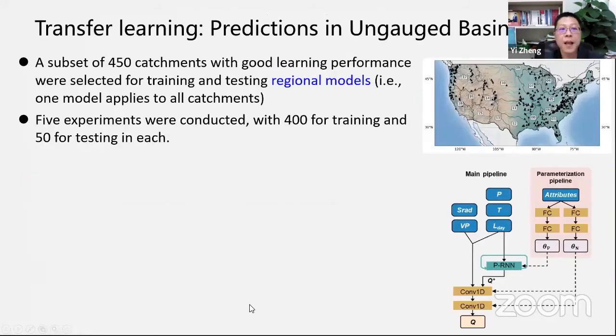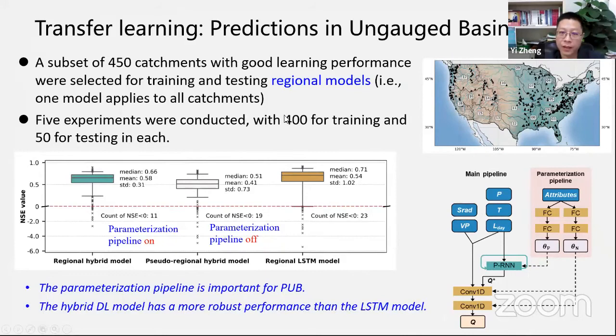It's very interesting. We also test transfer learning for prediction in ungauged basins. I will skip all the experiment design and just show you this figure. It tells you that we compare our model against the LSTM model, and they have comparable performance in transfer learning, but ours is more robust because we have much fewer bad predictions than the LSTM model. The implication is that because we have the parameterization pipeline, it is very important for PUB.